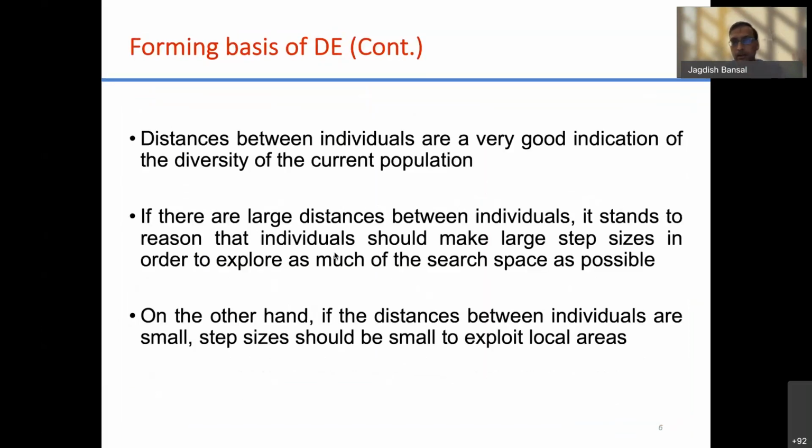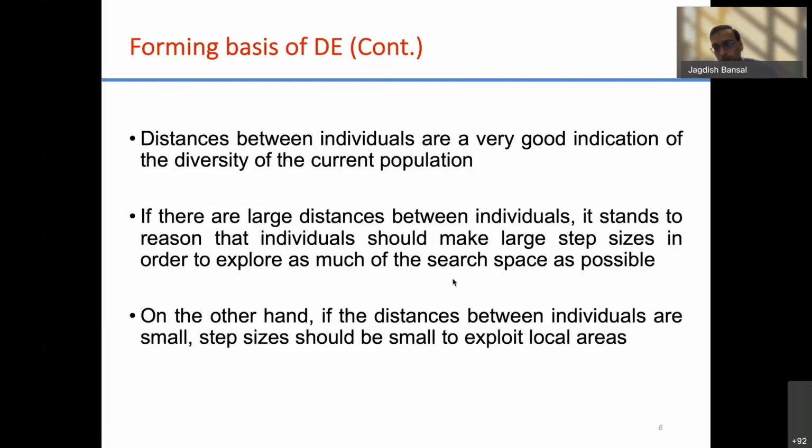So here I already mentioned that distances are a good indication of the diversity of the current population. If there are large distances between individuals, it tends to reason that individuals should take large step sizes in order to explore as much as possible. Similarly, if the distance is less, then they should take small step sizes to exploit that area. So in all these meta-heuristic algorithms, there is a very famous phrase, exploration and exploitation. This particular algorithm takes care of both according to the requirement, because if the distance is very large, exploration is happening, and if the distance is less, exploitation is happening, right? So this algorithm is popular for having a good exploration and exploitation balance.